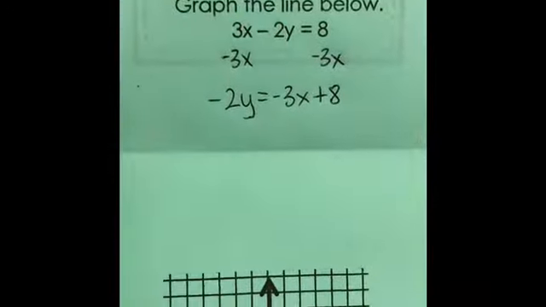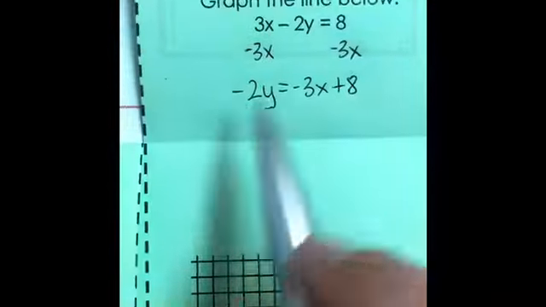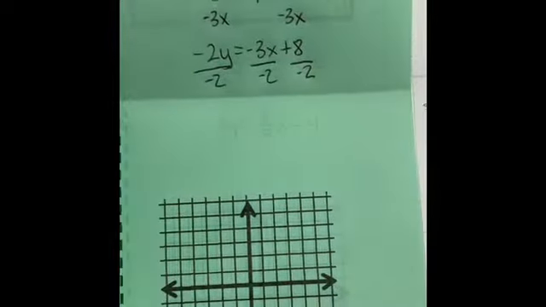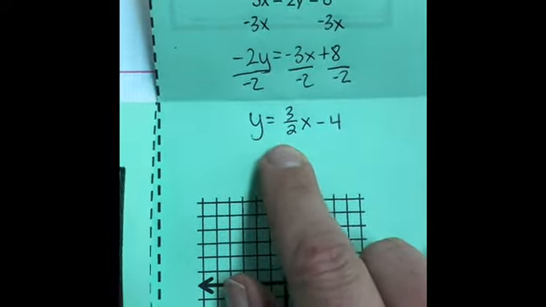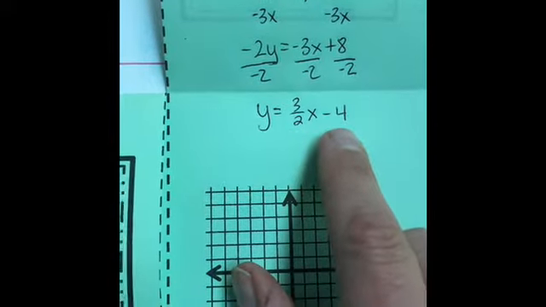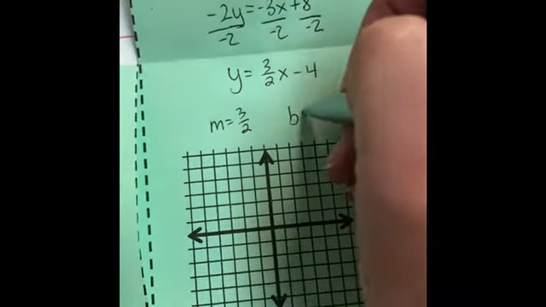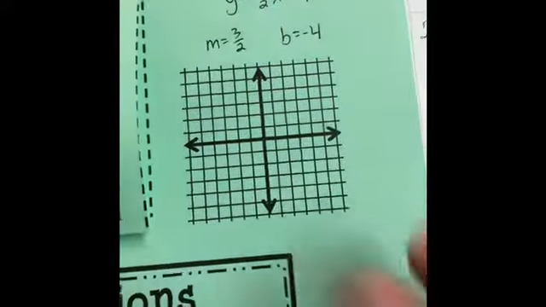With -2y equals -3x plus 8, now I need to divide both sides by -2, which means everything needs to be divided by -2, every term. After dividing by -2, I end up with the equation y equals +3/2 x minus 4. I now have a slope of 3/2 and a y-intercept of -4. I can go ahead and graph this.